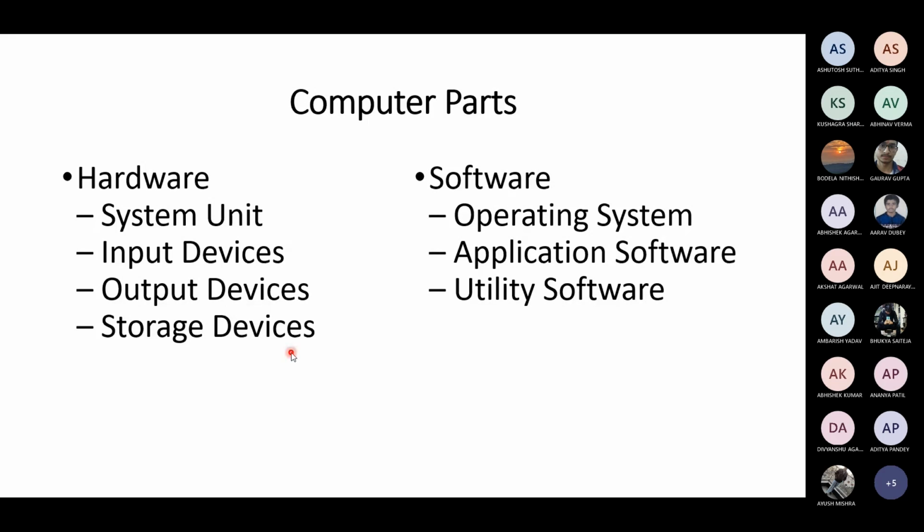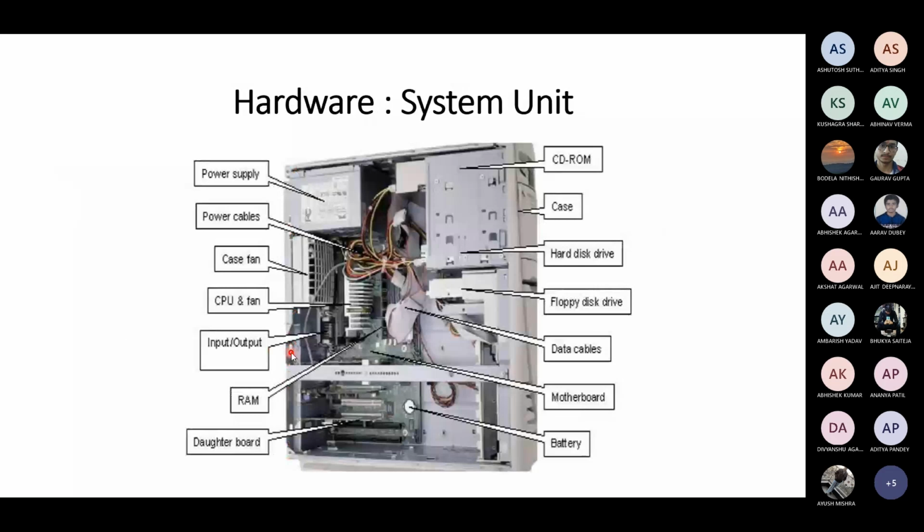Likewise, when we say software, there are three important things that we need to understand from a computer point of view: the operating system, application software, and utility software. They are all different, and we will try to understand what they are in the subsequent slides. Okay, so let us start with hardware. The system unit will look like this.